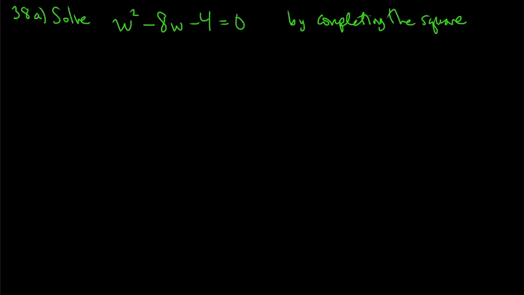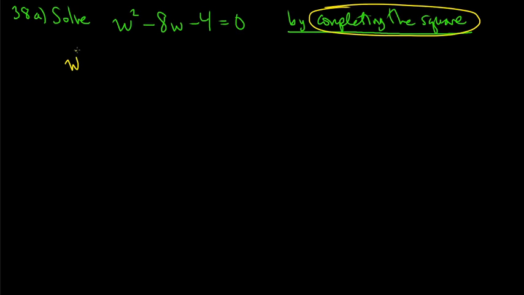All right, number 38a, we want to solve the equation w squared minus 8w minus 4 equals 0 by completing the square. Those are the directions. If you want to use some other method, I'm not going to stop you, but you're not going to get credit, right? You have to use the method that they want you to use, in this case, completing the square. Right? So you might want to use the quadratic formula. Some of you did that, and then you wondered, why did I lose points, even though I got it right? Because you didn't follow the directions. Okay, so read the directions carefully.